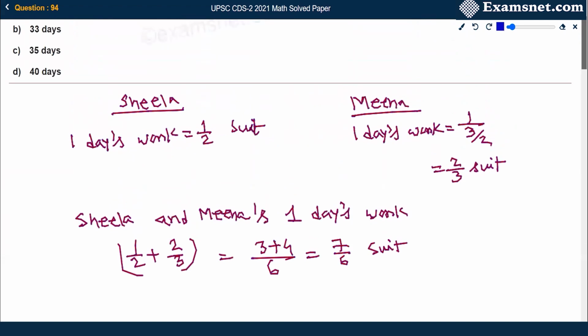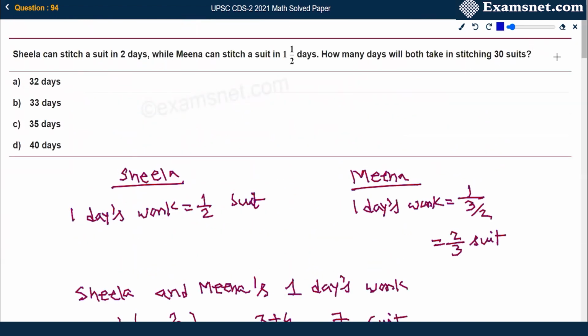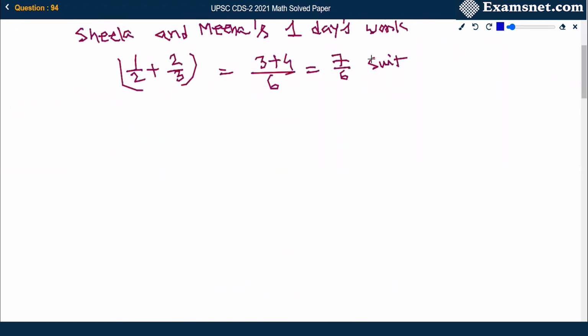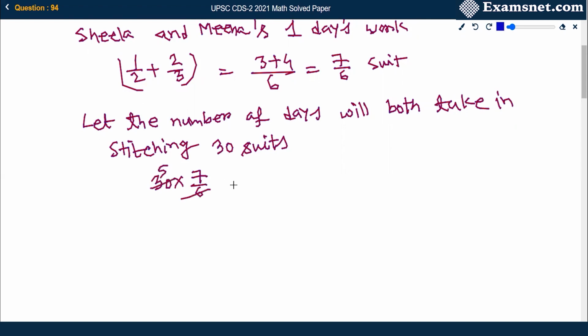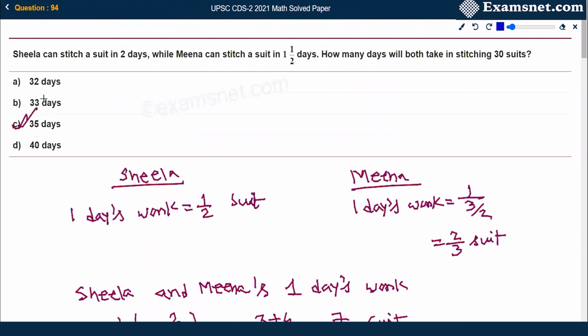They have asked how many days both will take in stitching 30 suits. So let the number of days both will take in stitching 30 suits be that, which comes to 35 days. Okay, so the required number of days is 35. Here option C is the correct answer.